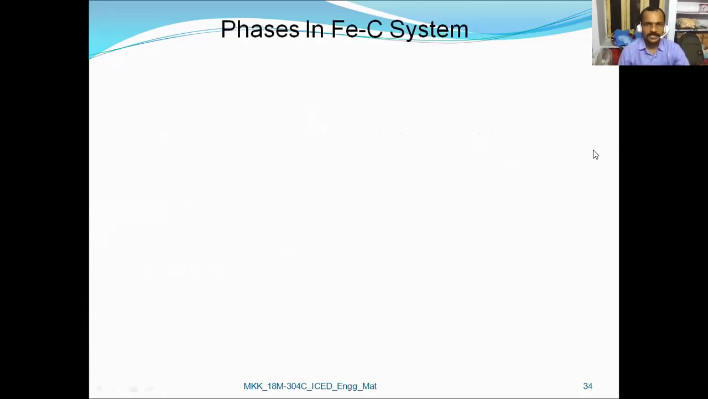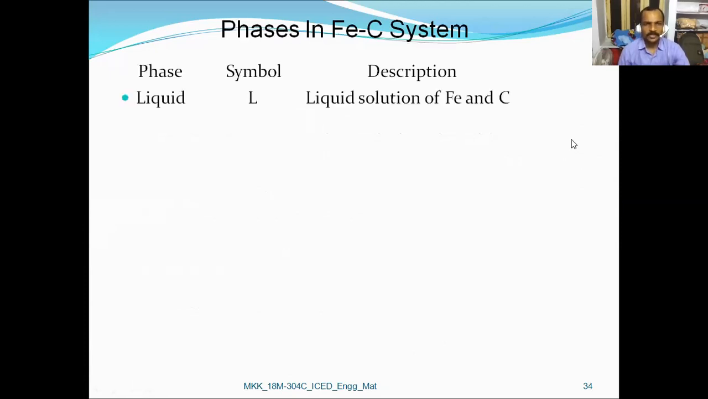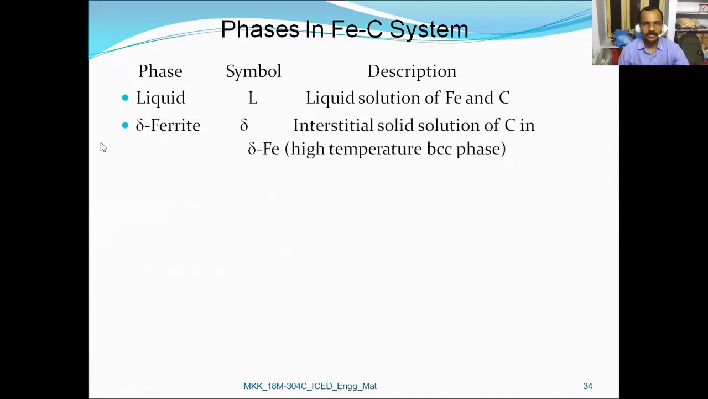The phases in iron carbon diagrams: here this is given as phase and these are the symbols. This is the description. Liquid, given by symbol L, is the liquid solution of iron and carbon. Delta ferrite, given by delta, is an interstitial solid solution of carbon in delta iron, a high temperature BCC phase, body centered cubic phase.